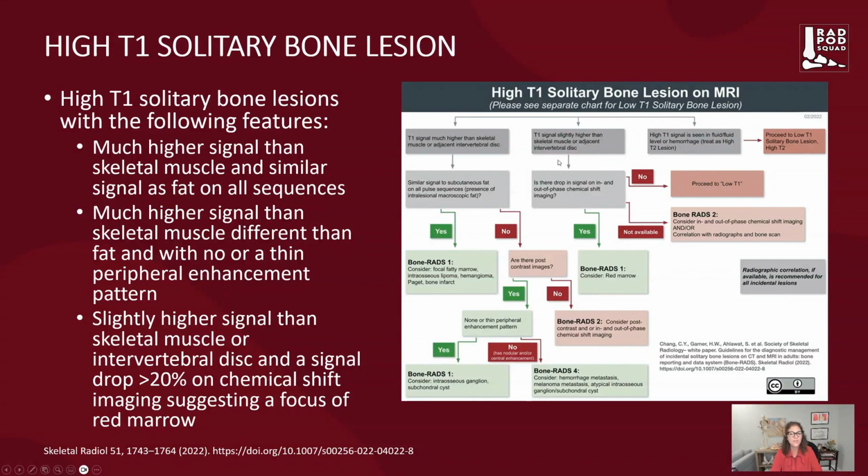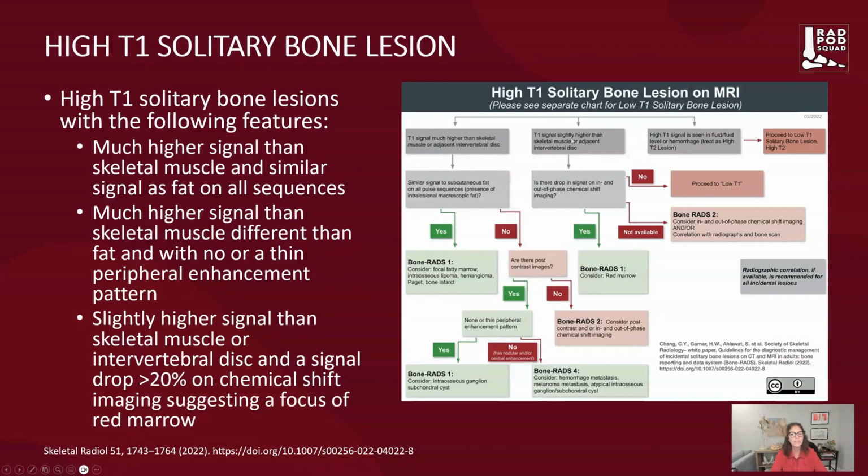And those are important features that help us to then ask additional questions. And the results of these questions, if the similar signal intensity to fat on all pulse sequences, well, then it's a fat-containing lesion, Bone-RADS 1. But if not, we'll need to work that up with post-contrast. And if there are no post-contrast images, we would consider that as part of the workup. So we'll recommend that the patient come back and get a post-contrast.